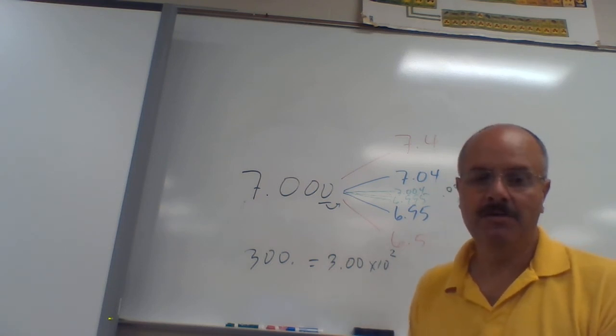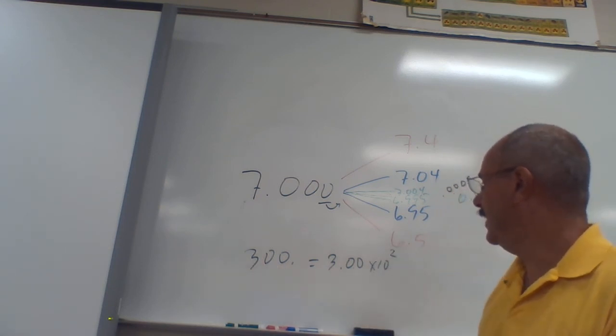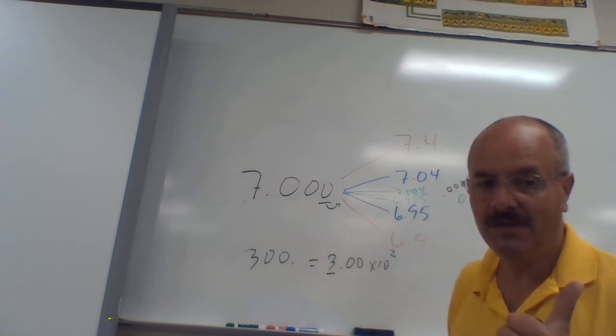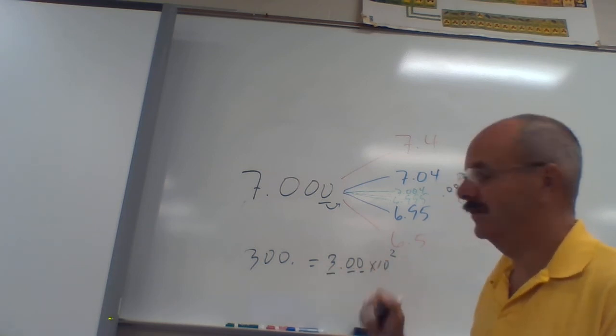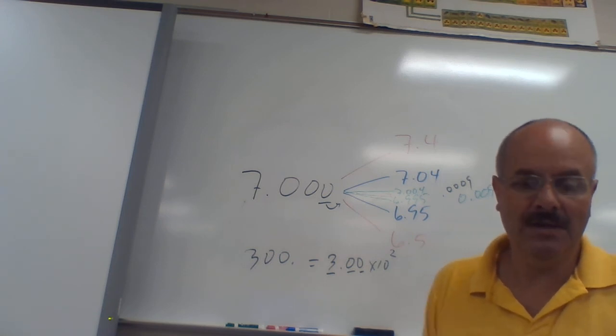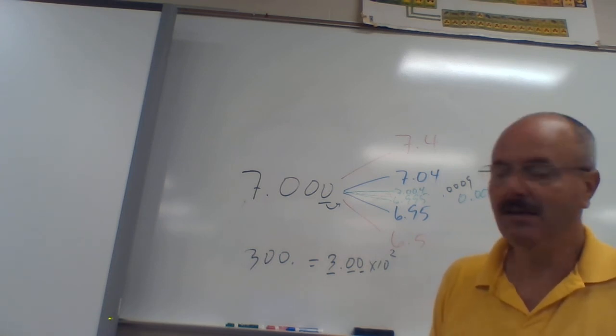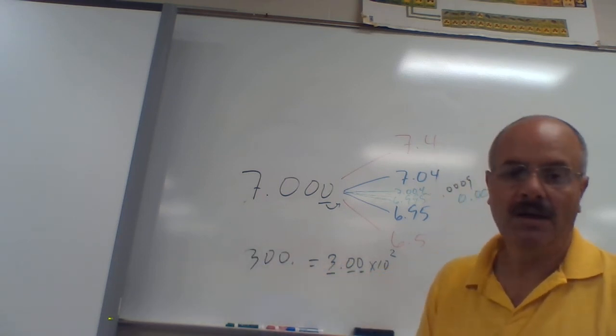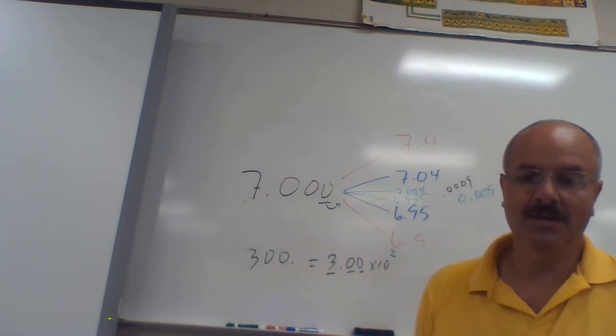Was that bigger or smaller than 1? It's bigger than 1, so it stays at a positive 2. Now that I look at this, the 3 is significant because it's a non-zero. That was rule letter A. And these two zeros are significant because they're at the end of the number and to the right of the decimal. That was rule letter D, so all 3 of those are significant. The way it's written over here, I can't tell until I write it in scientific notation, so that's rule letter E.